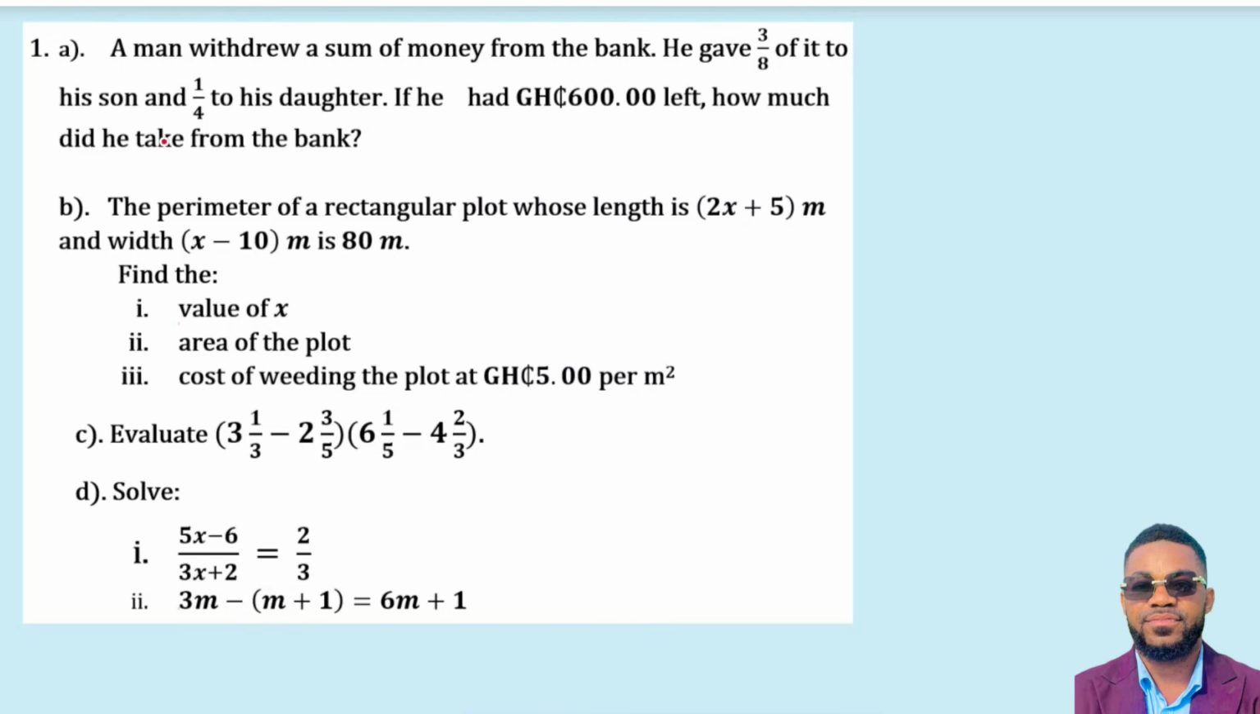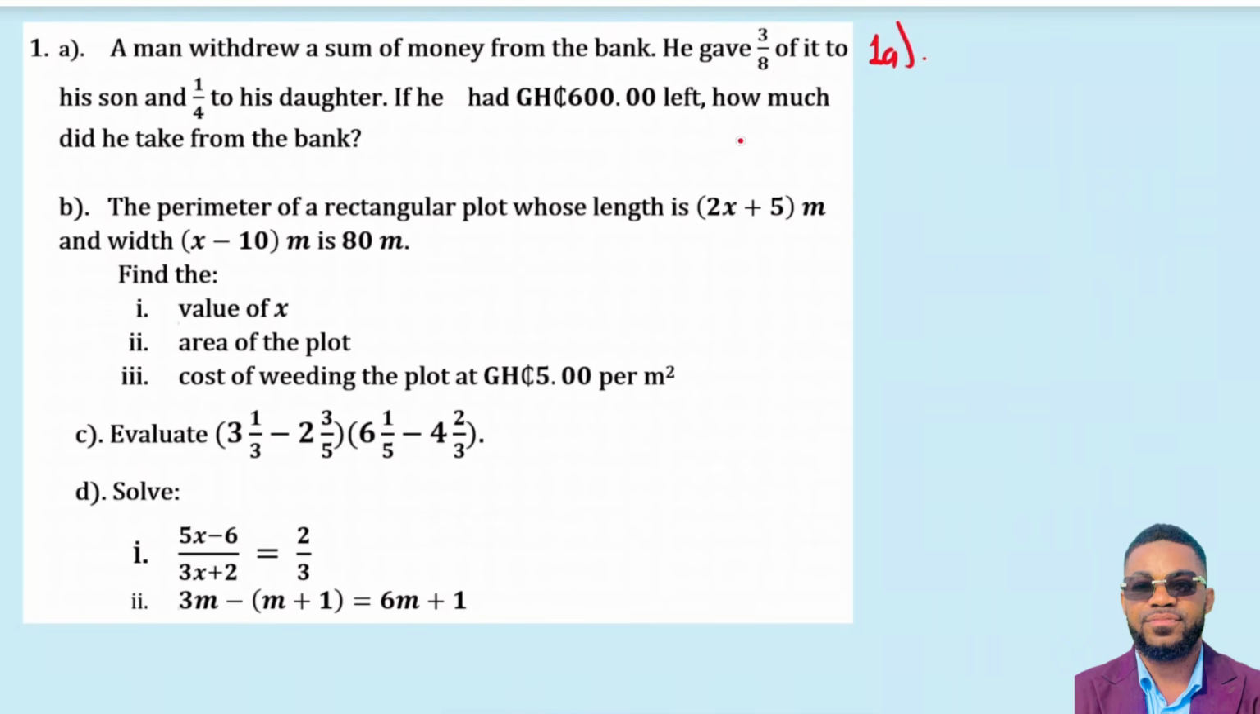Now this is the first one. That's question 1A. A man withdrew a sum of money from the bank. He gave 3/8 of it to his son and 1/4 to his daughter. If he had 600 Ghana cedis left, how much did he take from the bank? So that's going to be question 1A.